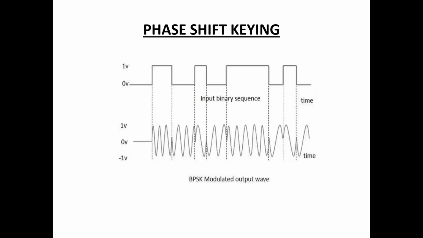Next one, phase shift keying. This is a digital modulation technique in which the phase of the carrier signal is changed by varying the sine and cosine inputs at a particular time, changing the phase, but the amplitude and frequency remain constant. So in phase shift keying, we are changing the phase by 180 degrees, and the amplitude and frequency remain constant.